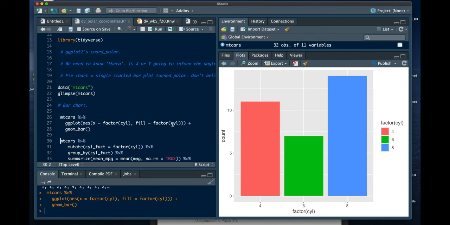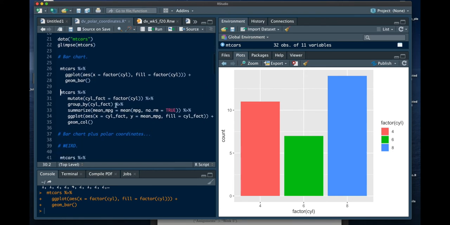Simple, straightforward. I wrap a factor around cylinder because in the data set it is considered numeric, of class double or numeric. And that's not really going to be helpful for breaking apart by categories. If it were a double or numeric, you would come out with a continuous scale and all sorts of weird stuff, and we don't need that. All right. So there's a bar chart.